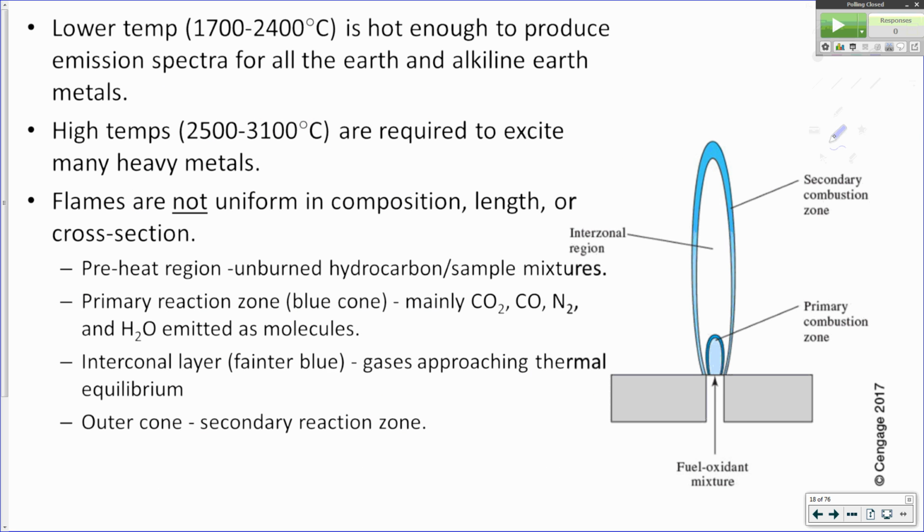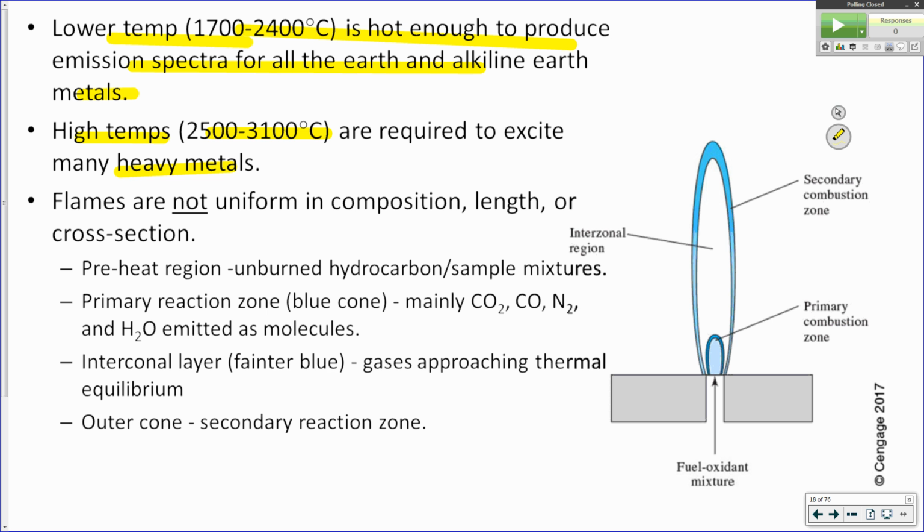So lower temperature flames are hot enough to get emission spectra for the alkali and the alkaline earths. And that's a lot of the common metals that we have. So things like lithium, sodium, potassium, magnesium, calcium, strontium. Those are some of the common things we need to look at all the time. So there's a simpler technique that we can use on those. Like I showed you yesterday with the water being sucked into the flame, the bright orange glow, you just look at that particular wavelength. But if you want to look at the heavier metals, you've got to take the temperature up closer to the 3,000 range to excite those heavier metals.